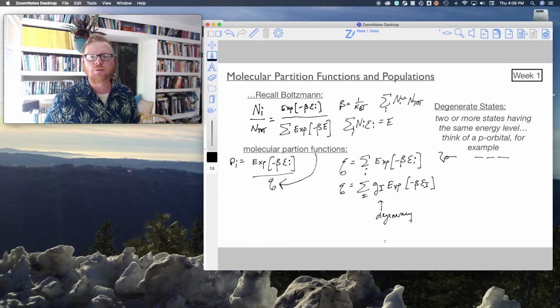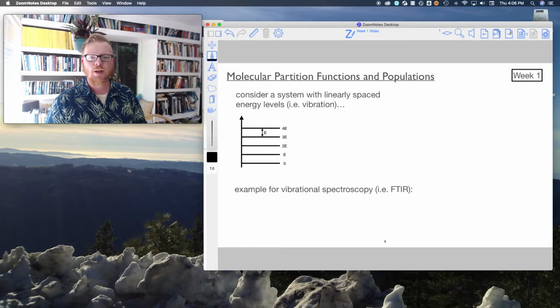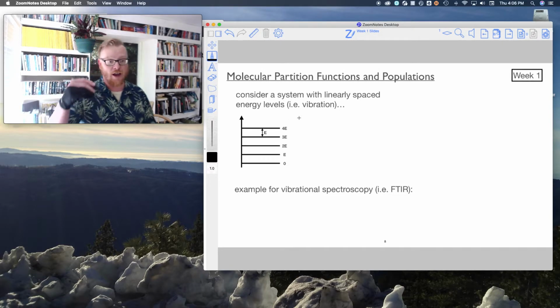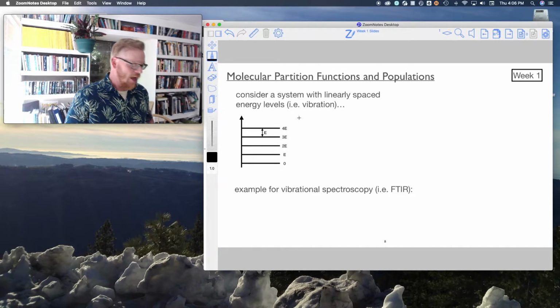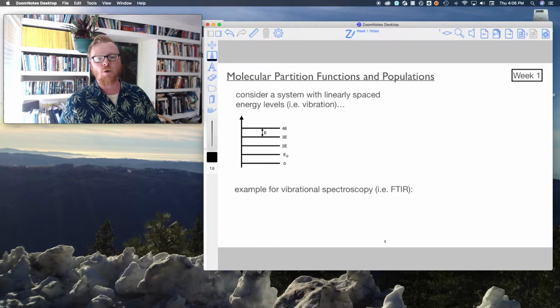So now let's apply this partition function to one of our energy levels. Let's consider a system with linearly spaced energy levels, and that turns out to be the vibrational modes of energy. I'm labeling those as 0, E, 2E, 3E, 4E, which you could still think of as level 1, level 2, level 3, level 4, level 5, etc. But now I'm putting values for their energy.